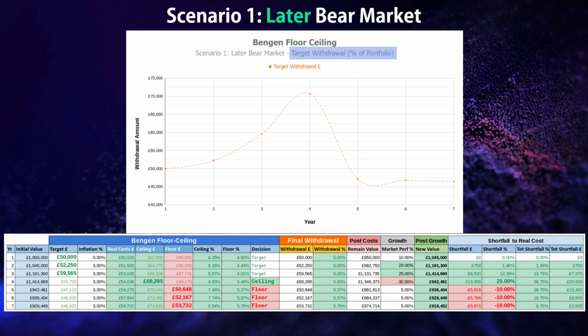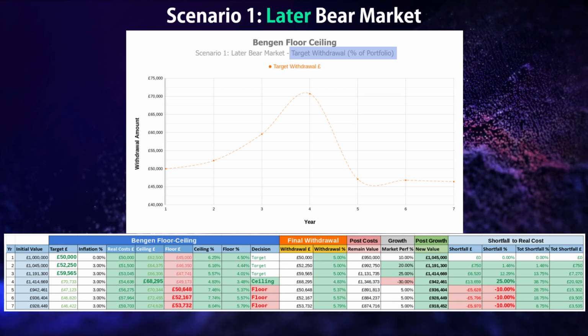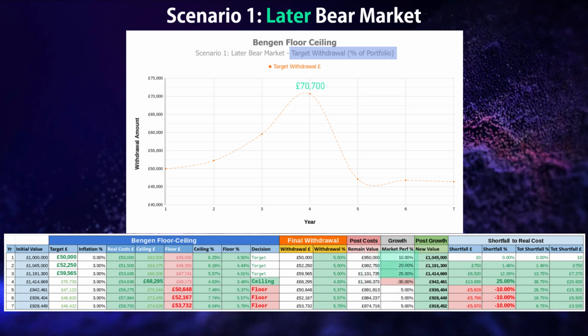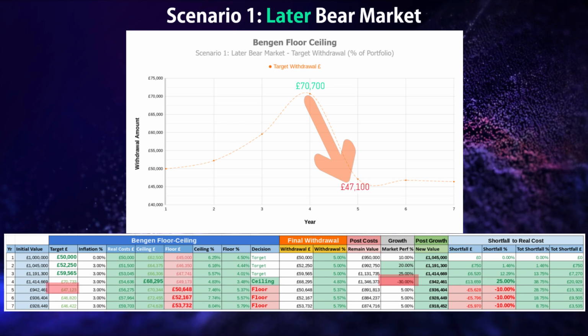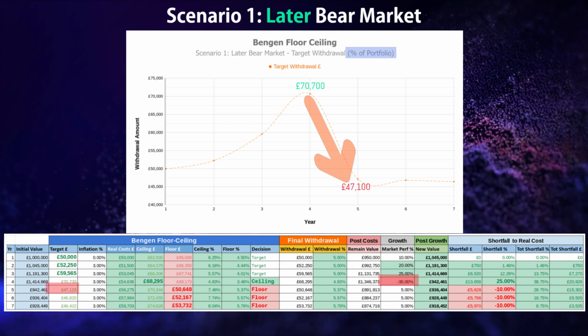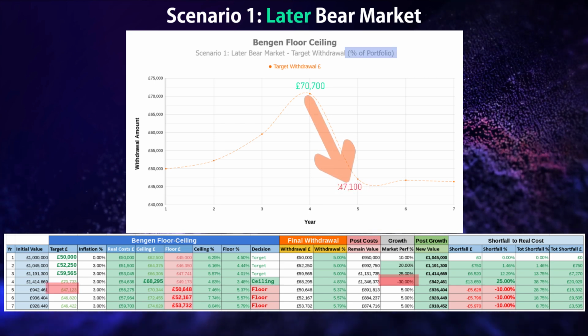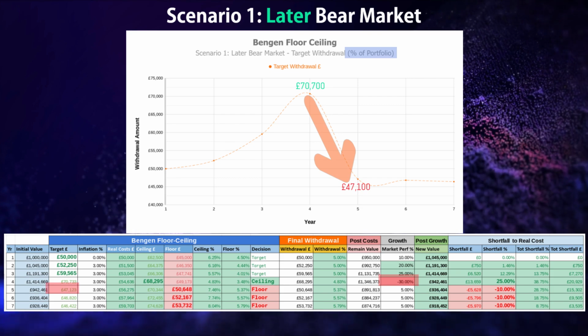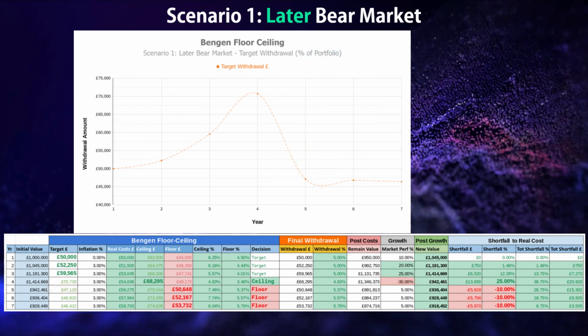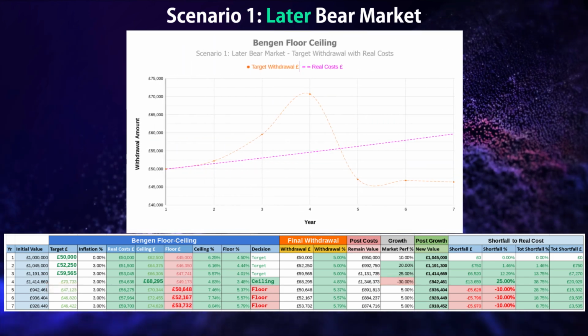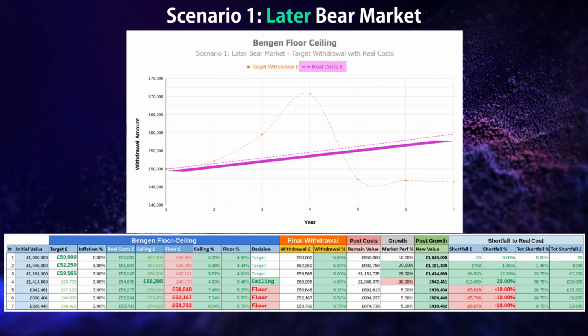Target withdrawals are based on a percentage of the portfolio balance. After strong returns through year 3, the market drops by 30% after year 4. This highlights the challenge of relying solely on percentage-based withdrawals: volatility. While it sets a starting point, we must apply the hard limits we established earlier. Before reviewing these limits, let's compare target withdrawals with real, inflation-adjusted costs.